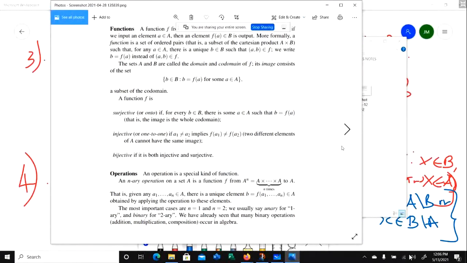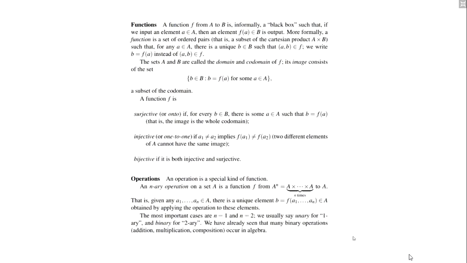Since we are not covering set theory in detail, once we have the concept of a set clear, let's look at functions, the concept of functions. Remember again, these are terms we defined in discrete mathematics. So what do we mean by a function?